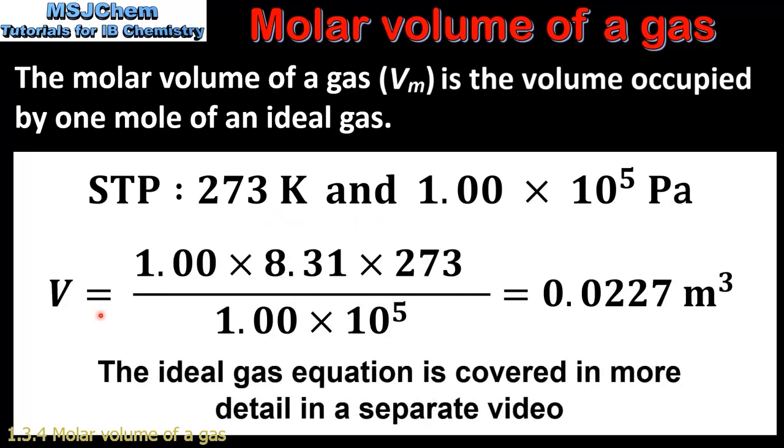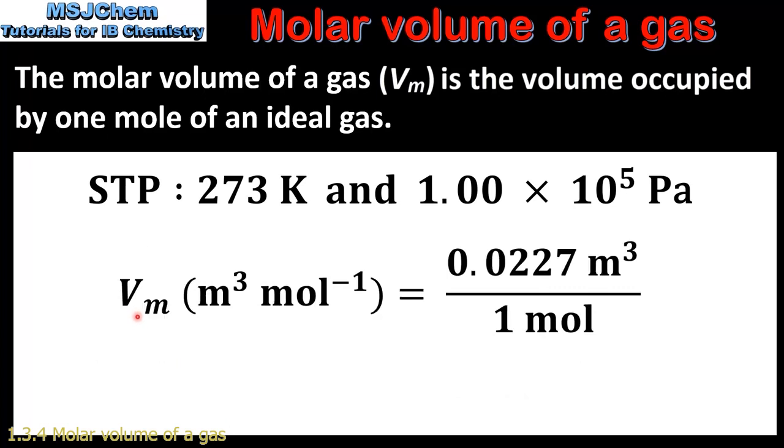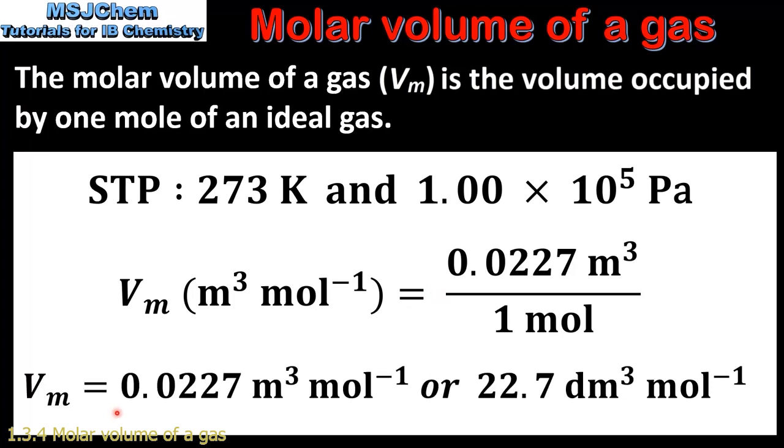Here we can see these values plugged into the ideal gas equation, which has been rearranged to calculate for volume. As we can see, this gives us a volume of 0.0227 meters cubed. The molar volume can be determined by dividing the volume by the amount in moles. In this equation, we have a volume of 0.0227 meters cubed, which is the volume occupied by 1 mole of an ideal gas. So this gives us the molar volume of an ideal gas under conditions of STP, which is 0.0227 meters cubed per mole, or 22.7 decimeters cubed per mole.